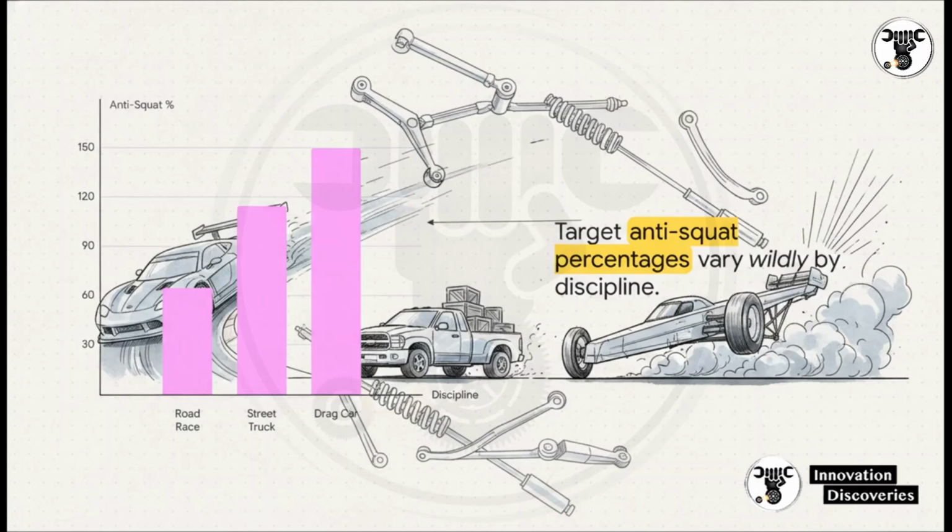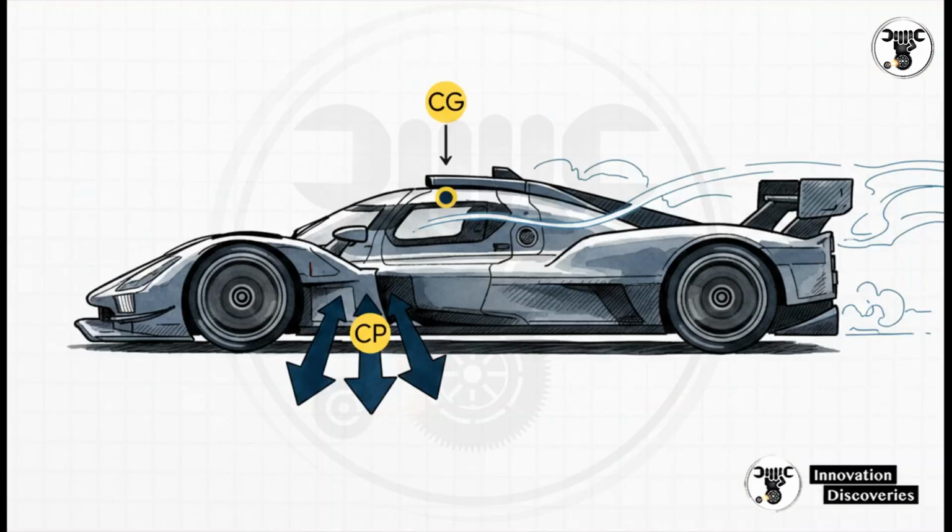But look at the drag car, 100 to 200% anti-squat? Crazy, right? But they are intentionally breaking all the rules of comfort to aggressively launch the vehicle upward, violently transferring weight right onto those rear tires for maximum launch grip off the line. Now, let's see how this whole puzzle changes when we add high speeds into the mix.